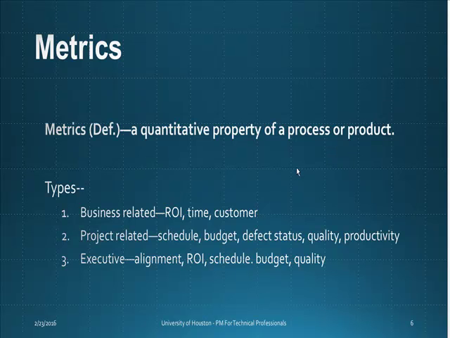So the first concept we're going to talk about is metrics. Per the PM book definition, a metric is defined as a quantitative property of a process or product, depending on the different aspects we're looking at.